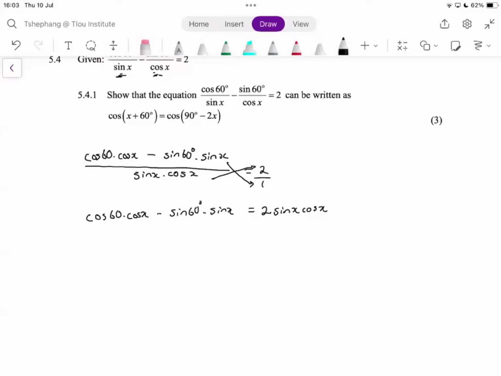Now check your formula sheet. What do you know about this guy? It's a compound angle. For what? For cos. So this is simply x plus 60 degrees. On the right hand side, this is also a double angle. And this is the same as what? Sine of 2x.